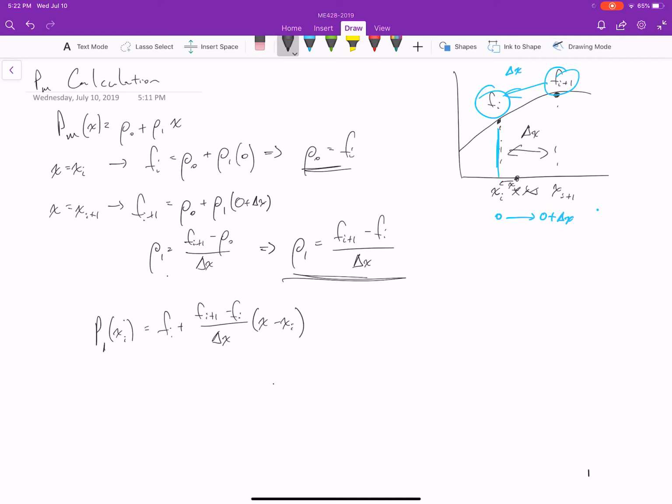Hope that makes sense for everybody. It's just taking the equations and solving them for each other.